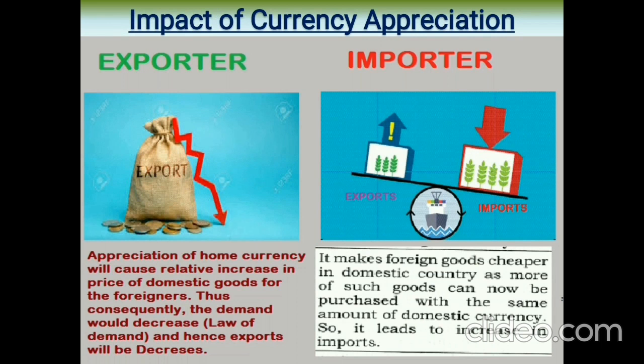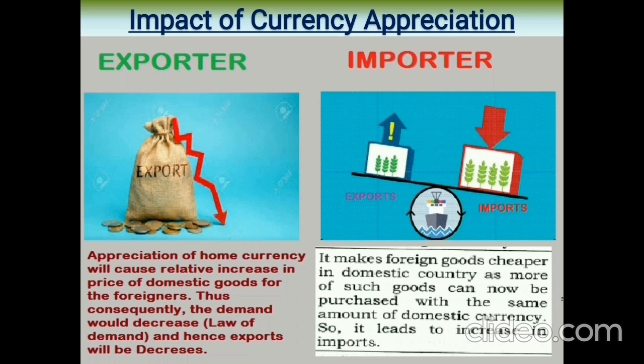So we can take an example for that. Before appreciation, American citizens were buying rupees 75 valued goods and services in exchange for 1 USD. But after appreciation of Indian currency or Indian rupee, they will get only rupees 70 valued goods and services from the same 1 USD. So it leads to an increase in imports of India.